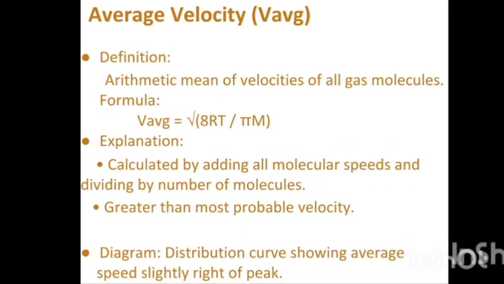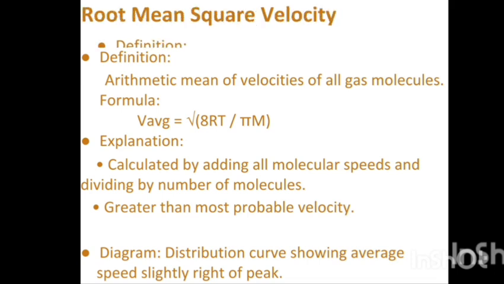Average velocity: the simple mathematical average of all the speeds of molecules. Definition: arithmetic mean of velocities of all gas molecules. Explanation: calculated by adding all molecular speeds and dividing by the number of molecules. Greater than most probable velocity.